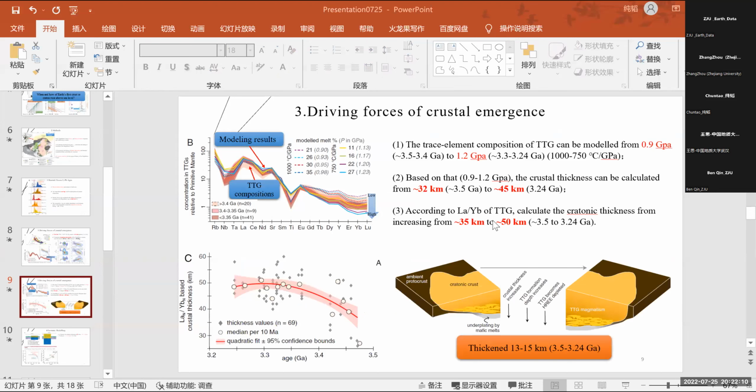So it's unreliable, but we do not have any other method to estimate the crustal thickness of Archean cratons. We already know it is not accurate, but it's just a comparison here.